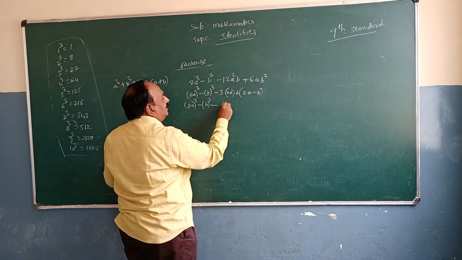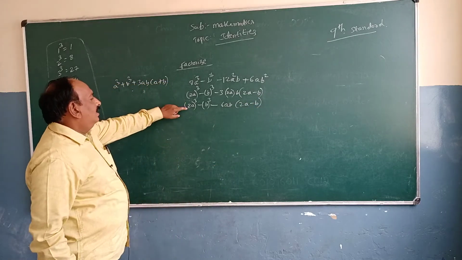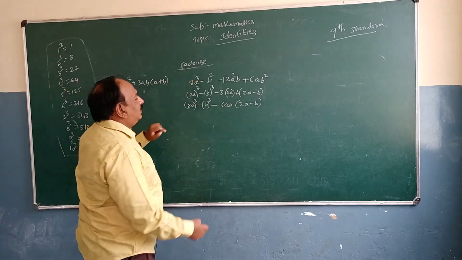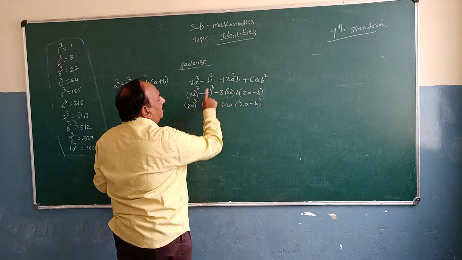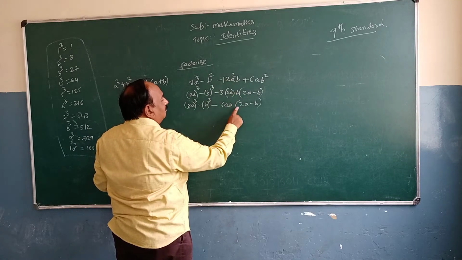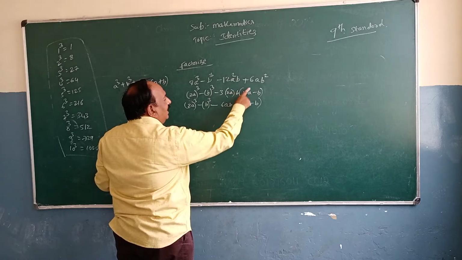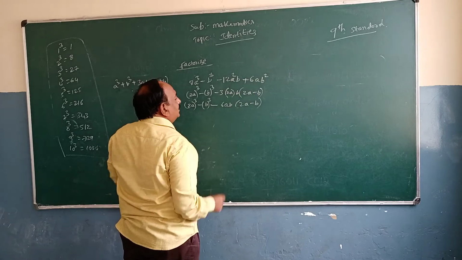3 2s are 6ab into 2a minus b. Multiply this: a cube minus b cube, plus into minus minus, 6 2s are 12, a into a square b, minus into minus plus, 6 as it is, a as it is, b into b square.